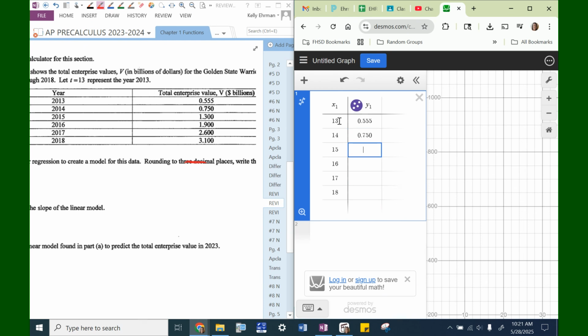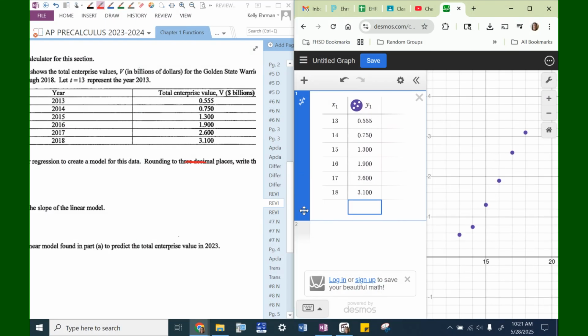You don't have to use 3 decimal places. I'm just doing it so that when I double check, it looks the same to my eyeballs. All right, so I'm double checking 13 through 18. It's just a quick check. Okay, good. And then remember, you can zoom fit to see where those points are.